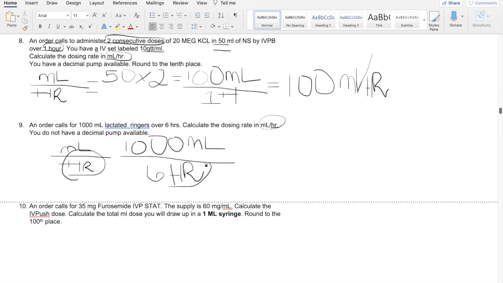And do these match up? Yes, they do. So there's no conversion needed. So now I'm just rounding off to the nearest whole number, which is going to equal 167 milliliters per hour.